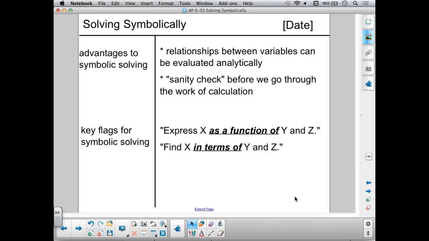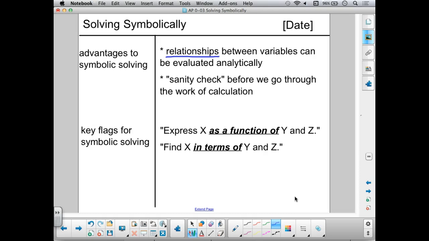Well, the main reason is that relationships between the variables can be evaluated analytically. And what I mean by relationships is, well, how does string tension relate to wave speed? If we were to lay out the equation for that, we could see symbolically what the relationship between them is. And this is going to tell us a lot about these variables and the relationship between them. That's really actually hard to see if we rushed to finding the numerical answer.